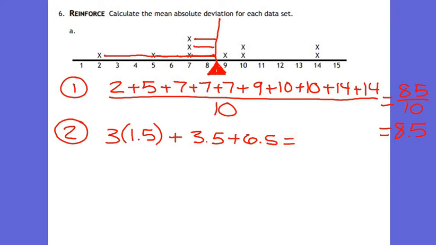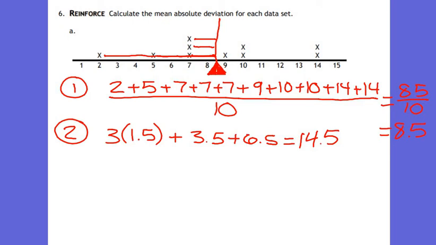So I'm going to total that up. 3 times 1.5 is 4.5. 4.5 plus 3.5 is 8. 8 plus 6.5. I get 14.5. That's the left side, and that's how much the weight is on the left side.